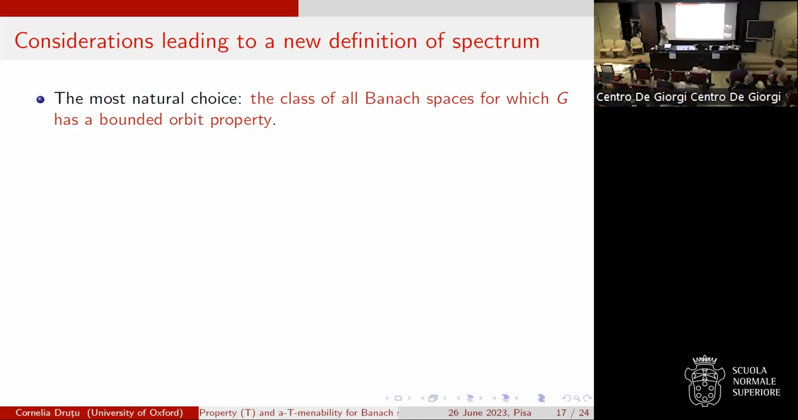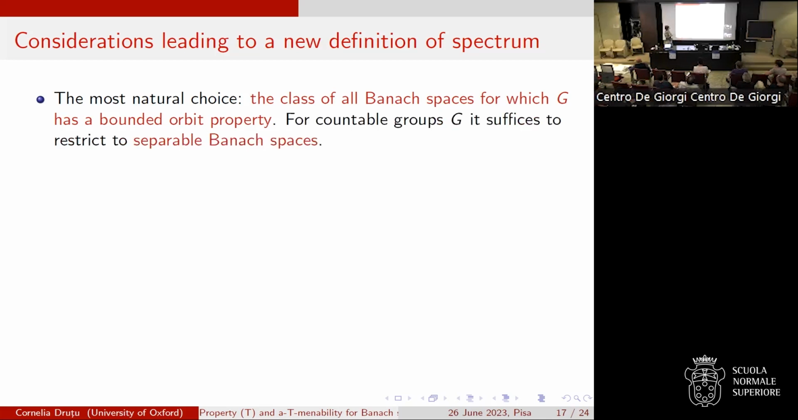But of course, we restrict it in that case only to LP spaces, and LP spaces have a lot of limitations. For instance, subspaces of LP spaces are not LP, quotients are not LP, so it's a bit annoying as a class. So ideally, the spectrum that would really measure the strength of the property T of the group would be to consider all the Banach spaces for which the group has the bounded orbit property. Now, of course, the first problem is that this is not a set, but since we are reducing to countable groups, we can restrict to separable Banach spaces, and this is a set. So we could consider, for a countable group, let's say a finitely generated group, all the separable Banach spaces for which the group has a fixed point property.